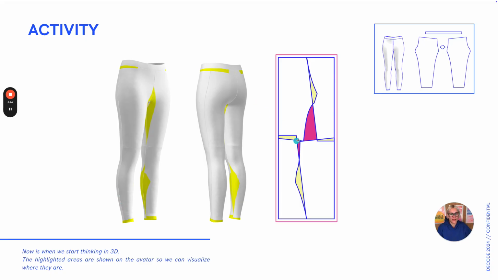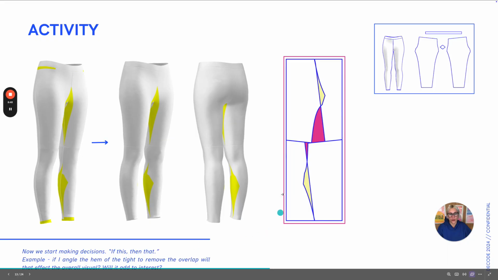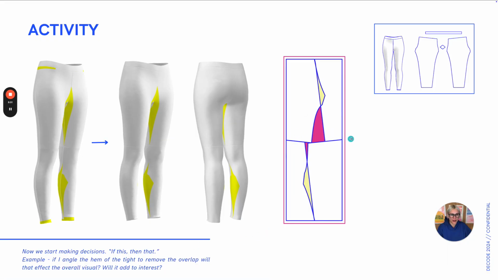And right now, if I just were to cut this off, it would basically remove the overlap. So there's no more overlap in this area, and you can see that the bottom panels are now angled. And it creates a slight angle to the hem of the tight. Will that negate anything about the tight? Will it break it? Will it make it not a tight anymore if we make a slightly angled hem? Will it change the inseam and outseam length? These are all things that we can start thinking about.